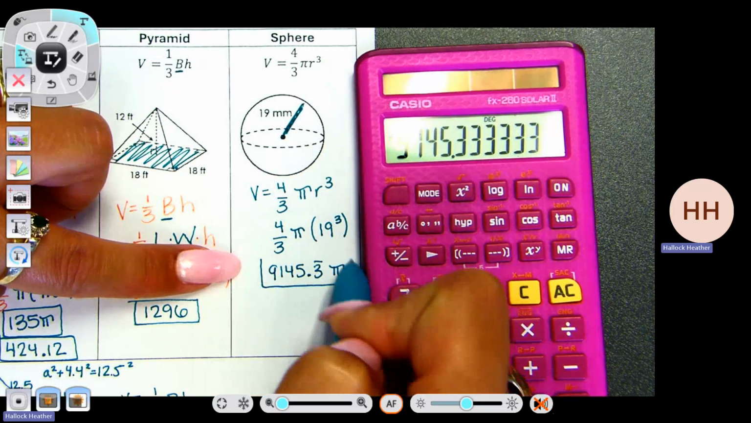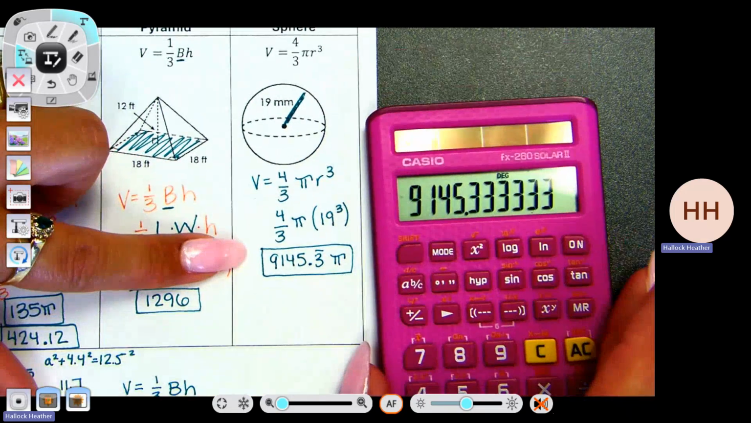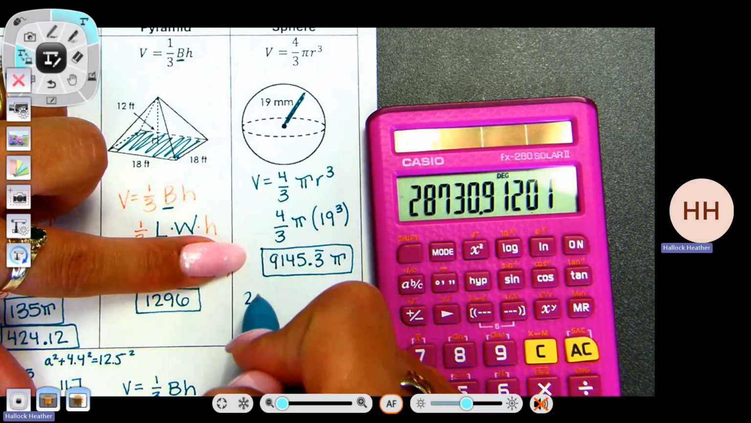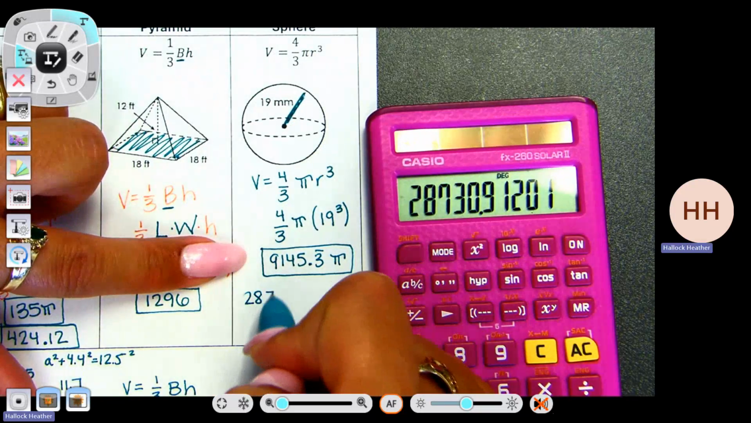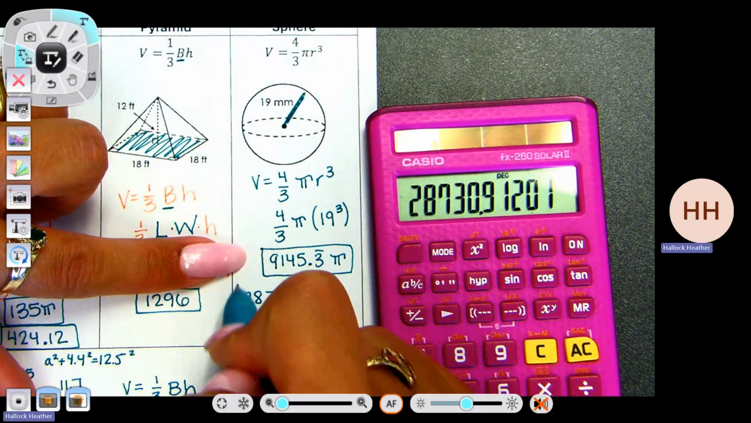So anytime there's a pi, you technically have two forms of answers. That's the exact, because that's in terms of pi. And then I'm gonna multiply by pi. And because this is in millimeters, it's really, really small. That's why your number is obnoxiously huge.